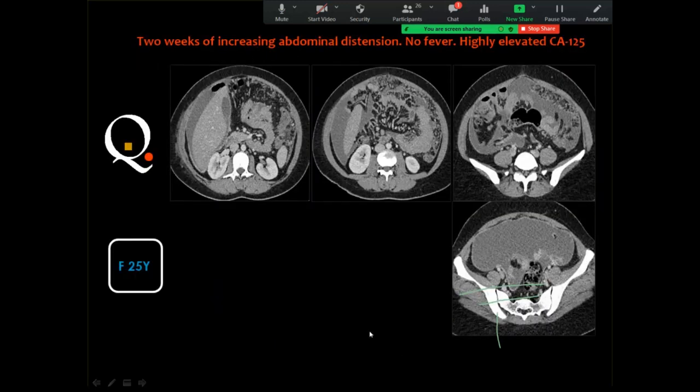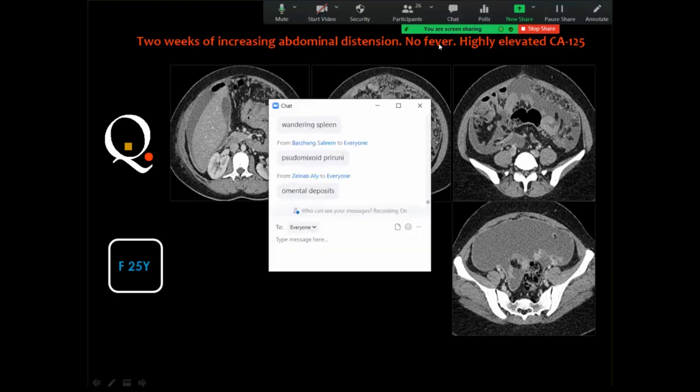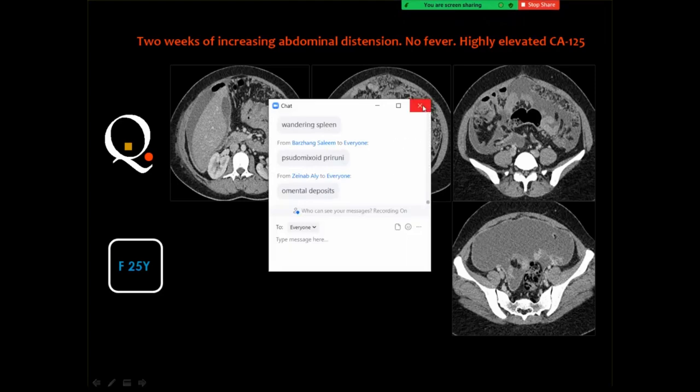And this patient is 25 years old. She has 2 weeks of abdominal distension, but no fever, and she has highly elevated CA 125. Before you answer, the elevation of CA 125 is an indication of ovarian cancer, but sometimes this tumor marker is elevated irrelevant to the ovarian carcinoma. Then, if you diagnose this as omental deposits, it's good.